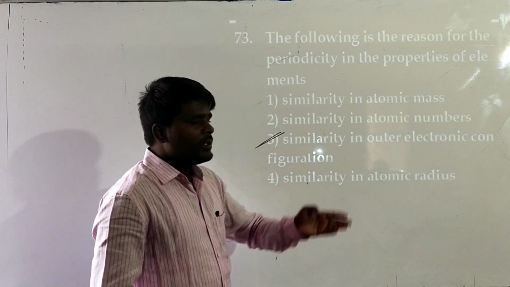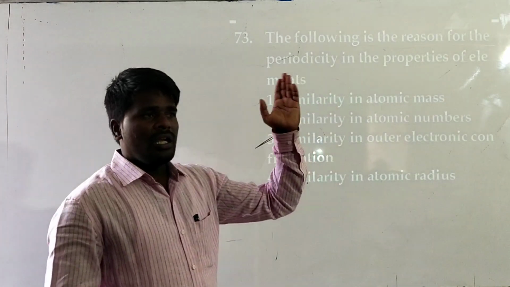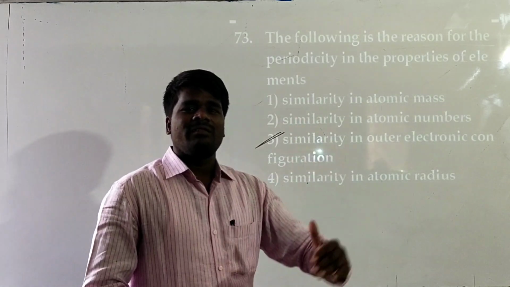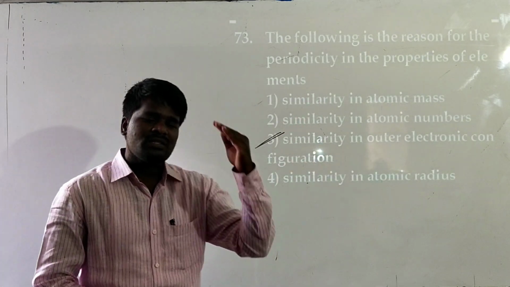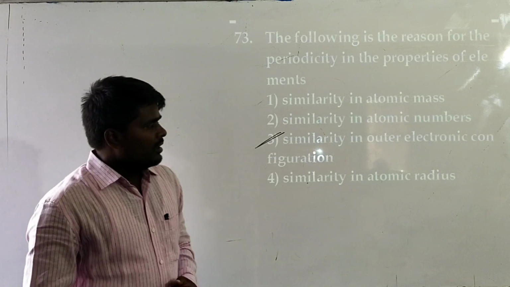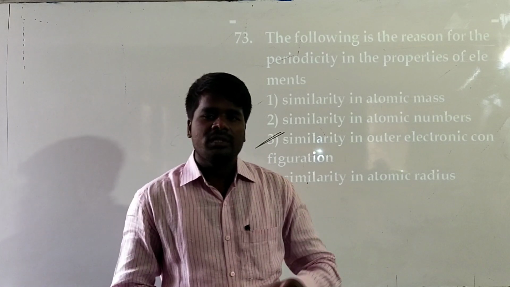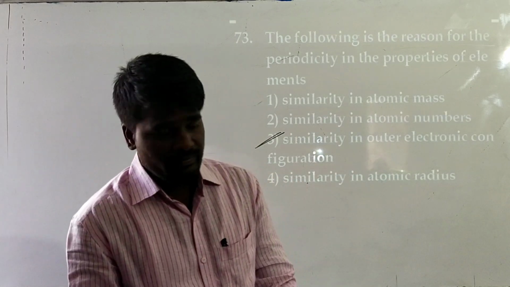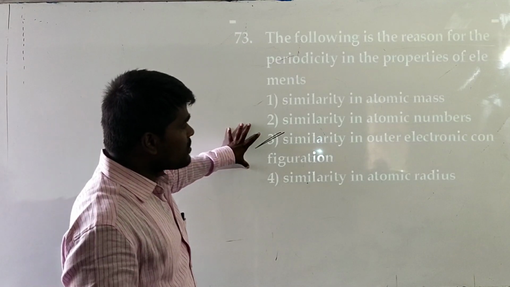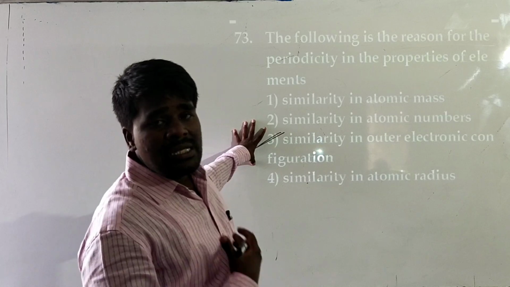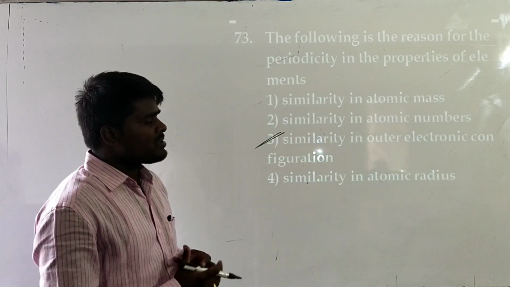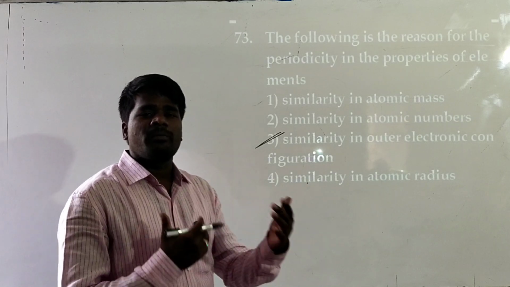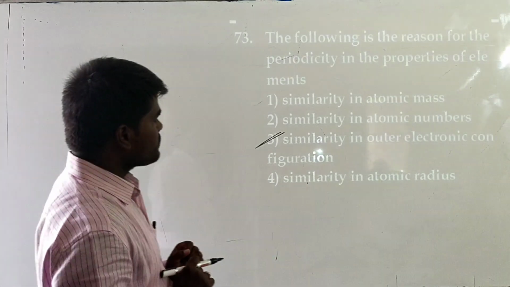Why? When you are arranging elements in a vertical line which have similar valency electronic configuration, they will have similar properties. Why? If they have similar valency electronic configuration, they are going to participate in similar sorts of chemical changes. Because of that reason, this is actually the cause of periodicity in the periodic table. Due to the presence of similar valency electronic configuration, there is a periodicity in the properties of the elements. Right?